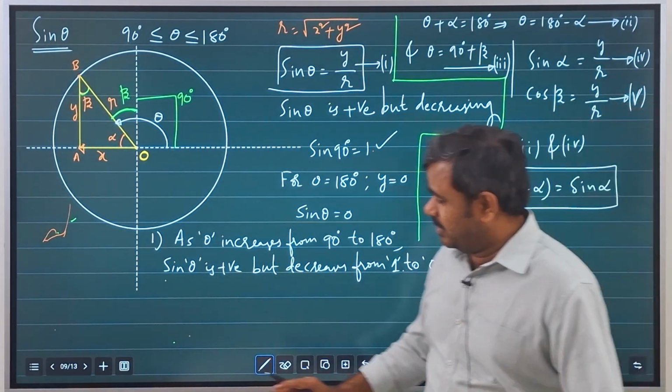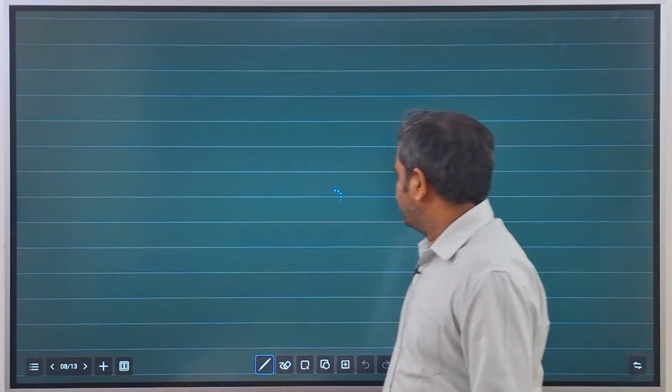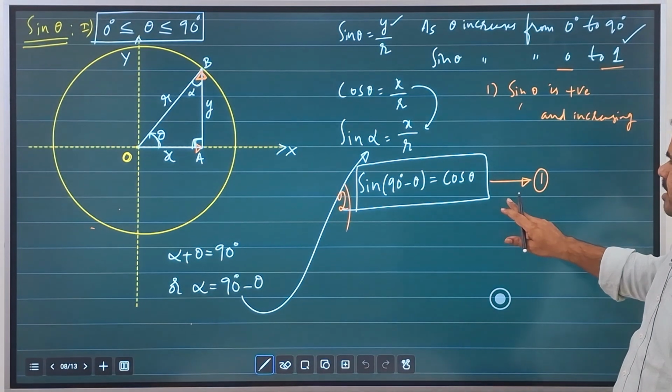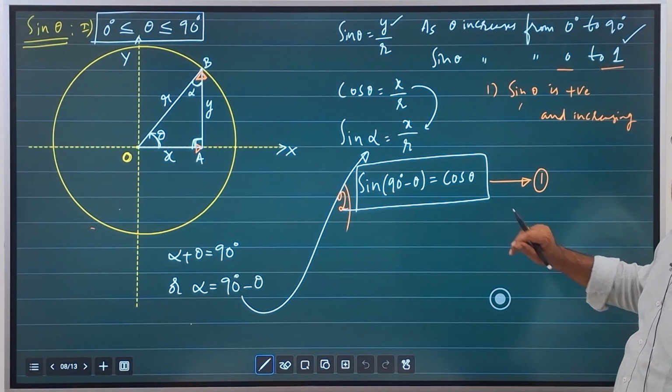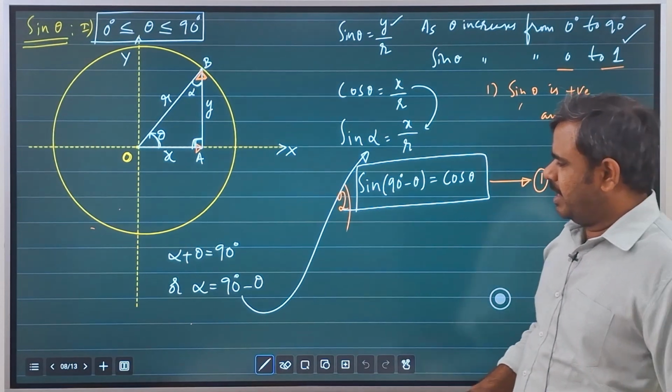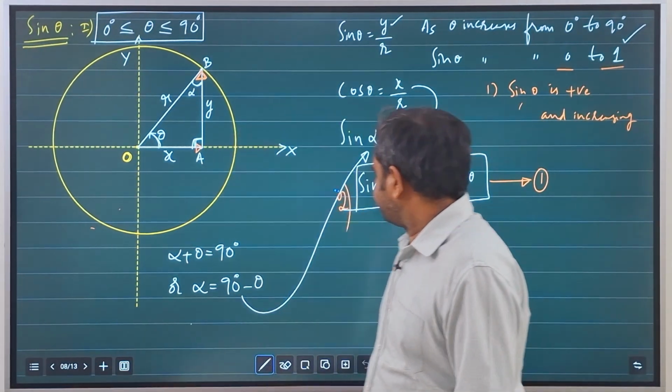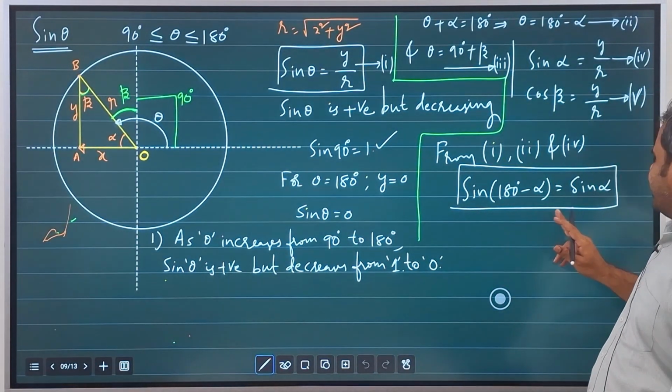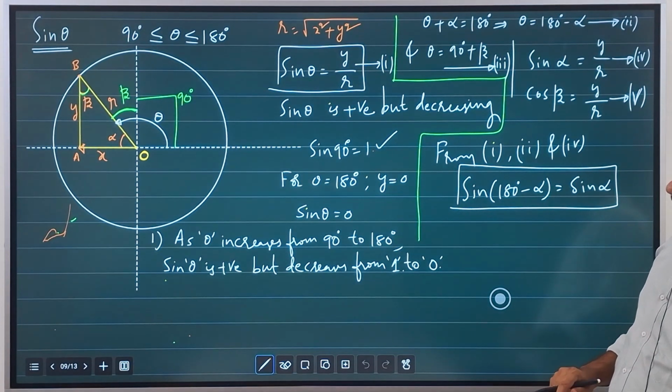In the previous page, we wrote one trigonometric identity, you remember? Look, sin 90 degrees minus theta is equal to cos theta. This is what we wrote in the first quadrant. And in the second quadrant, sin 180 degrees minus alpha is equal to sin alpha.